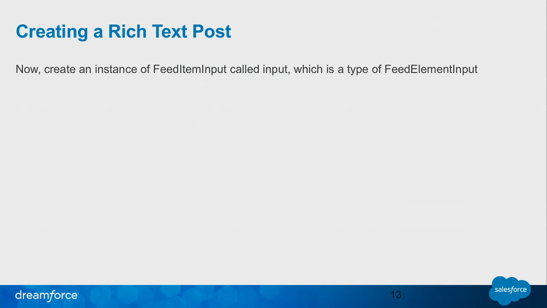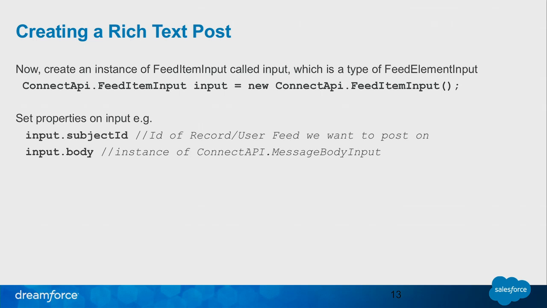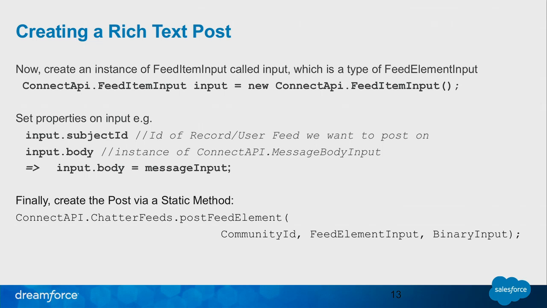We now need to create the actual feed item input. So we create a feed item input. Again, we're declaring an instance of that class. We talked about how the input has a body, and that body property is the message input that we just created on the previous slide. So we create the message input, we add all the segments into it, and then we set that array into the input body. And notice the input subject ID. That could be the ID of a record, or it can be the ID of a user. That's what's going to determine which chatter feed it is posted on.